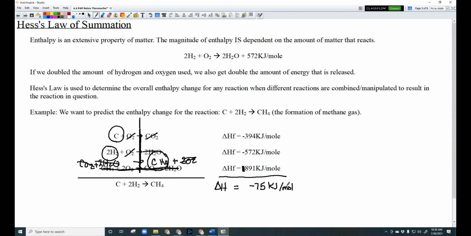75 kilojoules per mole. Now what that means per mole is each time this reaction occurs is 1 mole of reaction. So if the reaction happens twice, that's 2 moles of reaction. 3 times, 3 moles of reaction, etc. So each time this reaction happens once, it releases this much energy. Okay, so that's Hess's law of summation.